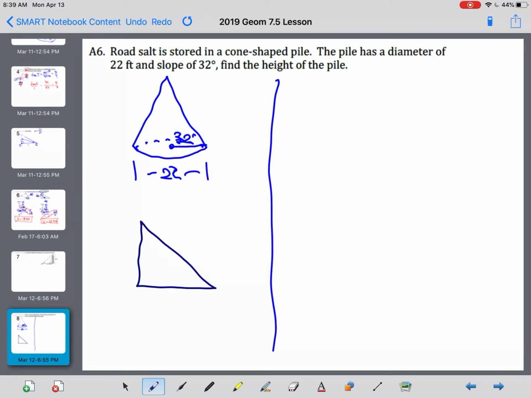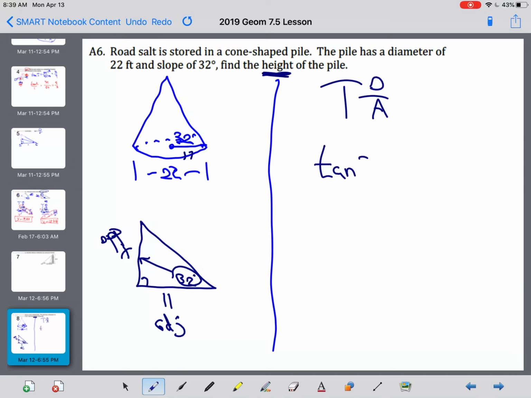I'm going to make an additional picture here of just the right triangle that's within this. So if this is 22, then this has to be 11. This is my right angle. This is still 32 degrees. And I'm looking for x here, the height of the pile. So this is a good example of TOA. I've got an angle, I've got the opposite, I've got the adjacent, and that works perfect with the O and the A with TOA. So I'm going to say the tangent of 32 degrees over 1 equals x over 11.